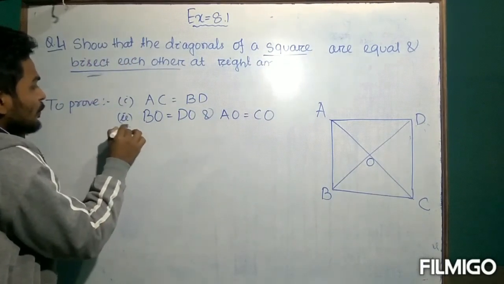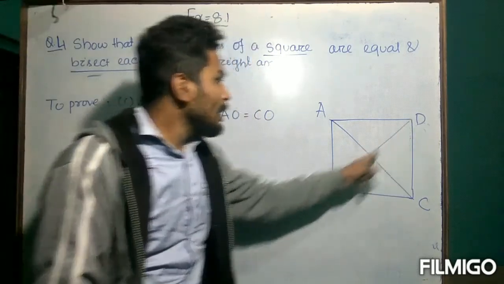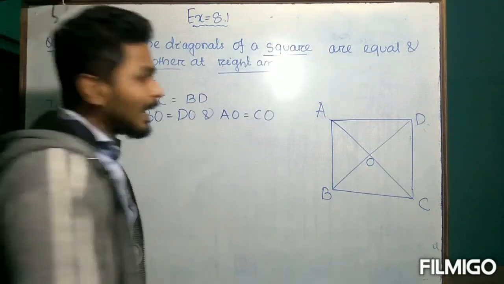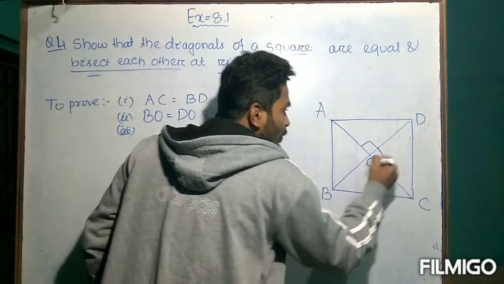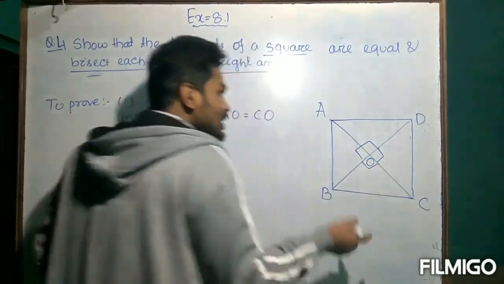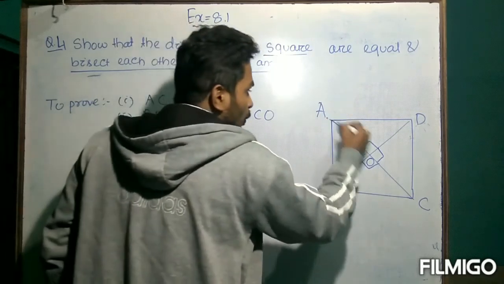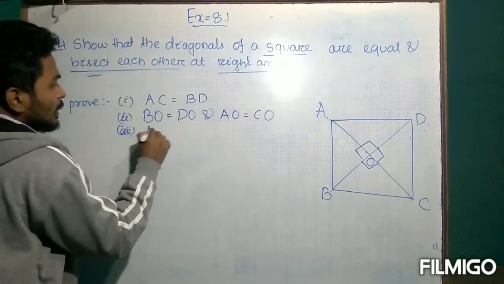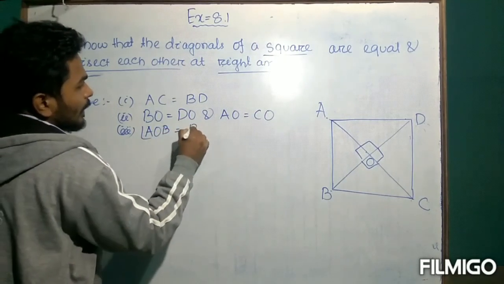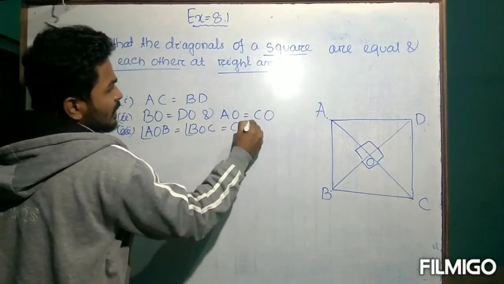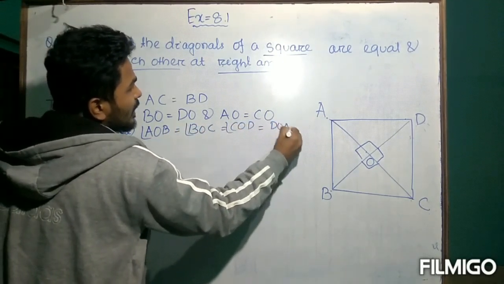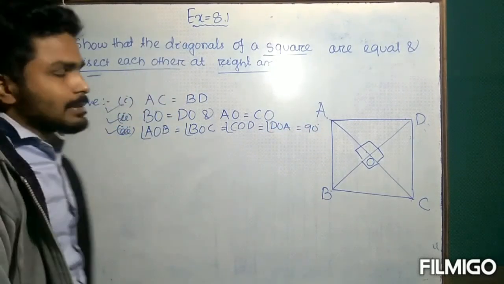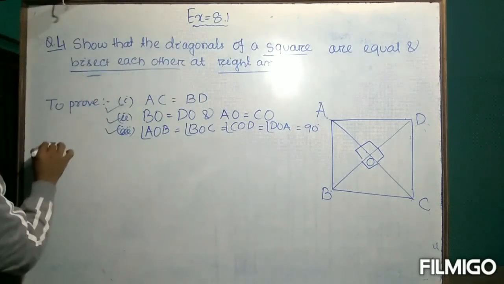Okay. Next, what we will prove? We will prove both the diagonals bisect each other as well as at right angle. It means the angle between these 2 diagonals is 90 degrees. So we have to prove angle AOB is equal to BOC is equal to COD is equal to DOA is equal to 90 degrees. We have to prove all these 3 statements. Okay, so let us prove.